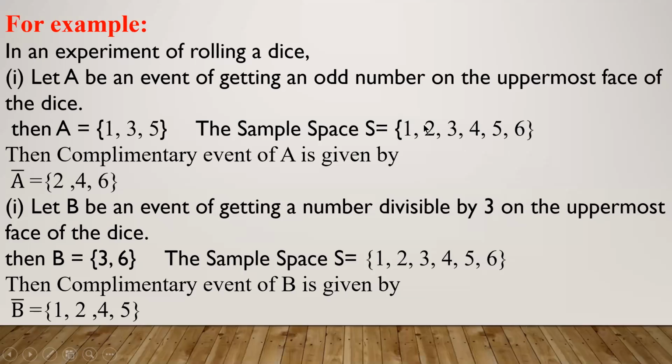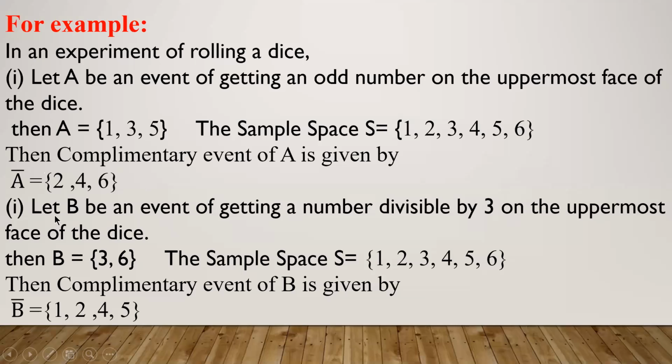2, yes. If I threw the dice and 2 came, it means my event A has not occurred, non-occurrence of A. Do you understand? If 2 comes on throwing the dice, that means event A has not occurred, because my event A is getting an odd number, and 2 is not an odd number. So 2 will go in A complement. Similarly, 4 and 6 will go in A complement. So complement means what is not in A, non-occurrence of A. So A complement is {2, 4, 6}.